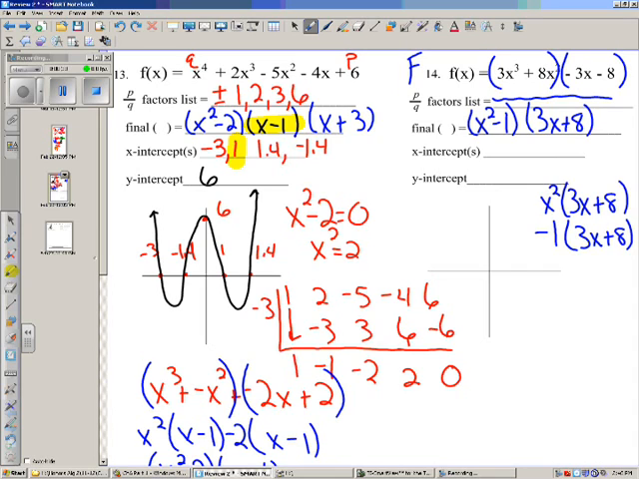When I go for my x-intercepts, the x squared minus 1 will give me 1 and negative 1. And the 3x plus 8 will give me negative 8/3. My y-intercept is going to be negative 8, and now I'm ready to graph.